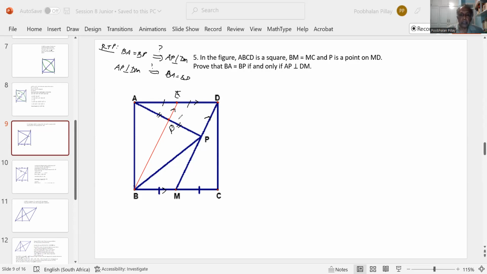Right. I'm going to stop there for the moment, and I'm now going to take each of these cases and try to conclude the other. So suppose I know that BA equals BP. Can I conclude that AP is perpendicular to DM? Now we are given that BA is equal to BP. Suppose you know those two are equal.